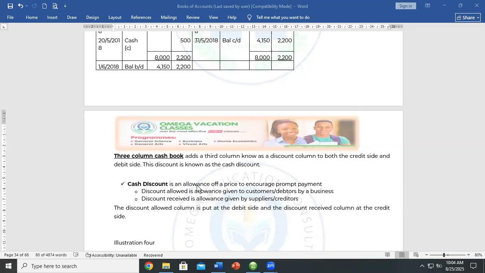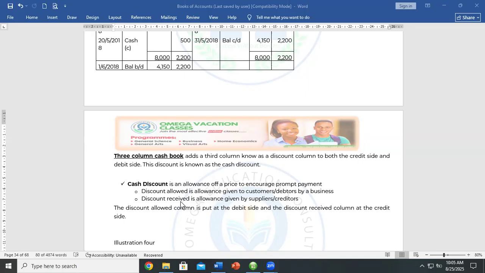They come in twofold: discount allowed and discount received. To the business, discount allowed is an allowance that the business is giving to customers or debtors. And then the discount received is what the business is also getting from its suppliers or creditors. Okay, so we introduce this discount allowed and discount received columns. Now, having said this, then Professor, it should tell you that each question would guide you to the type of cash book you have to prepare.